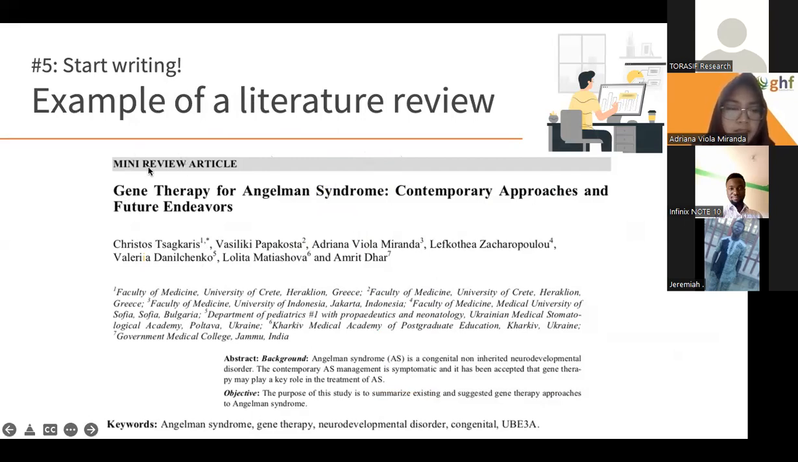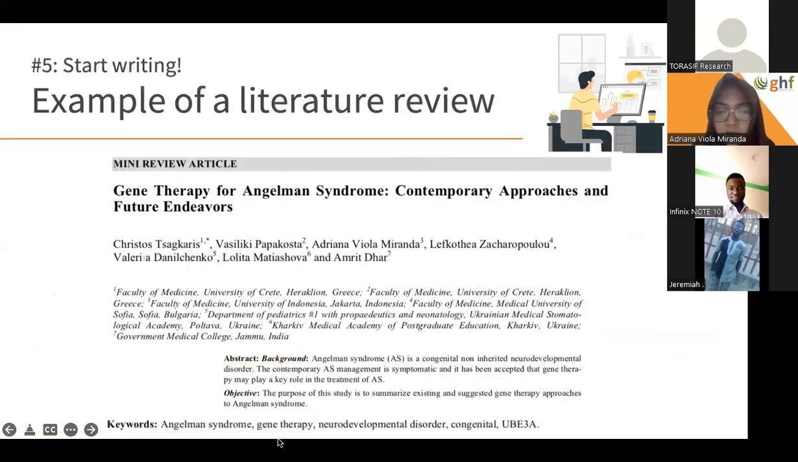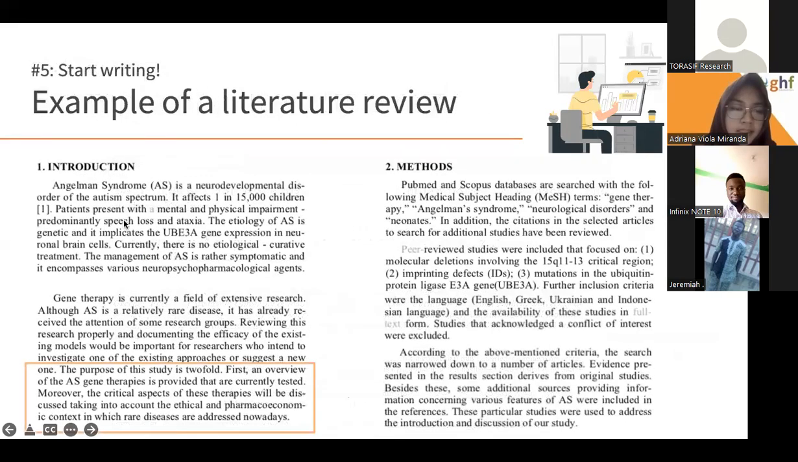So this is a mini review because we only include about 80 references. So this is the title, of course, and this is the abstract and keywords. The keywords should also be from MeSH terms because we want people to be able to search for it. And in the introduction, don't forget to write the aim. And even though this review is a narrative review, we decided to still include the methods, although it's not a comprehensive method like what should be included in systematic review articles.